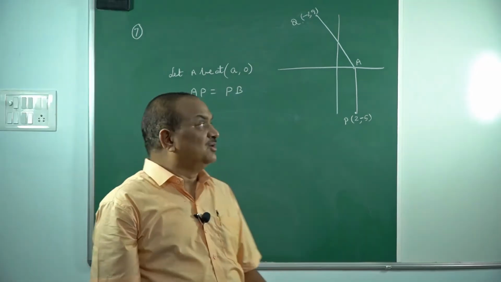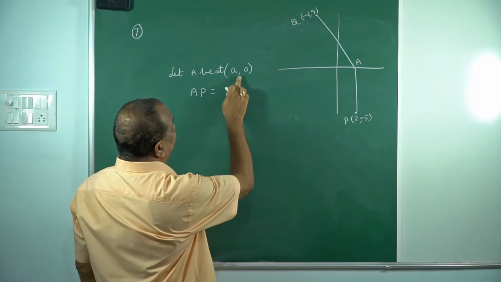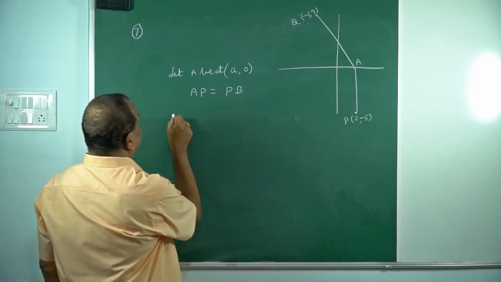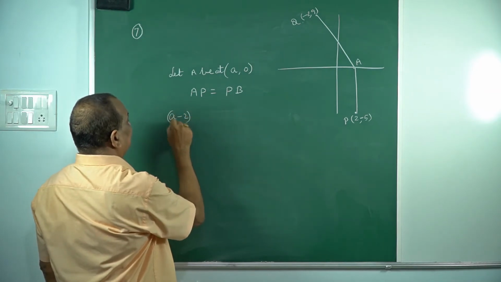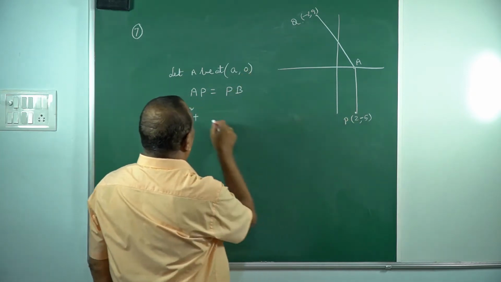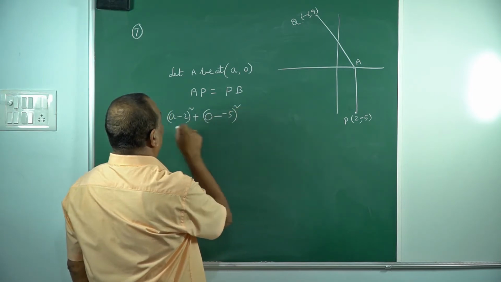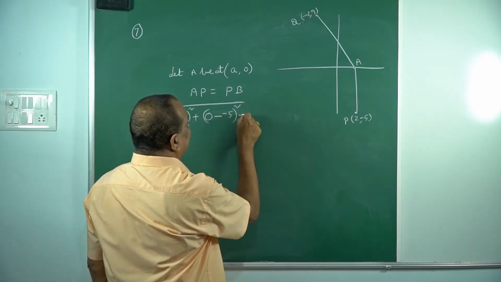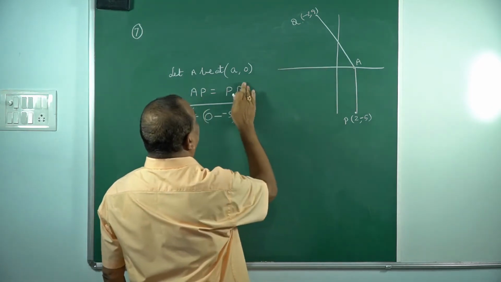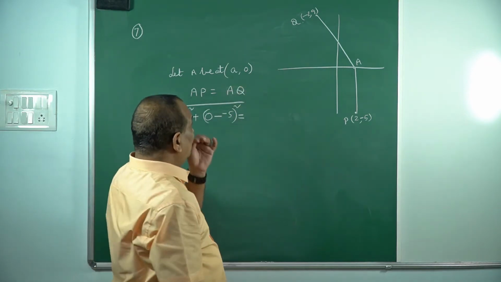So we are given that AP and AQ are the same. I want to find the distance between A and P. Come on: (a minus 2) whole square plus (0 minus minus 5) whole square, root over that. This is AP. How do you find AQ? AP is equal to AQ.